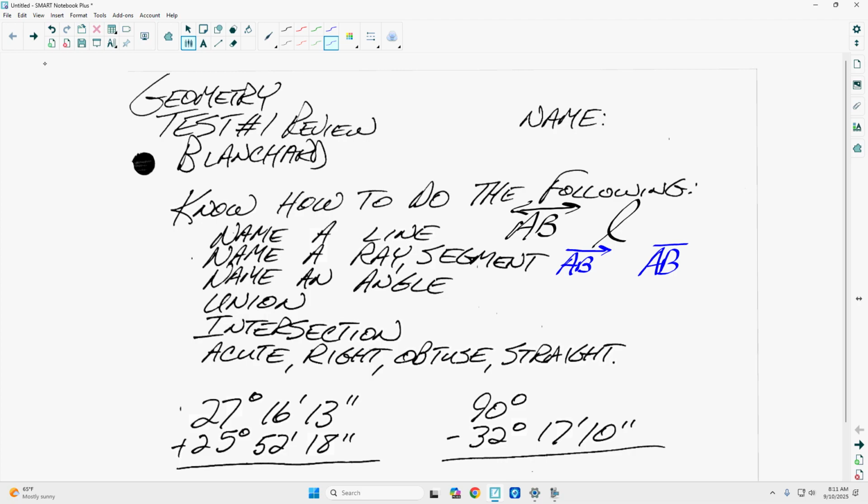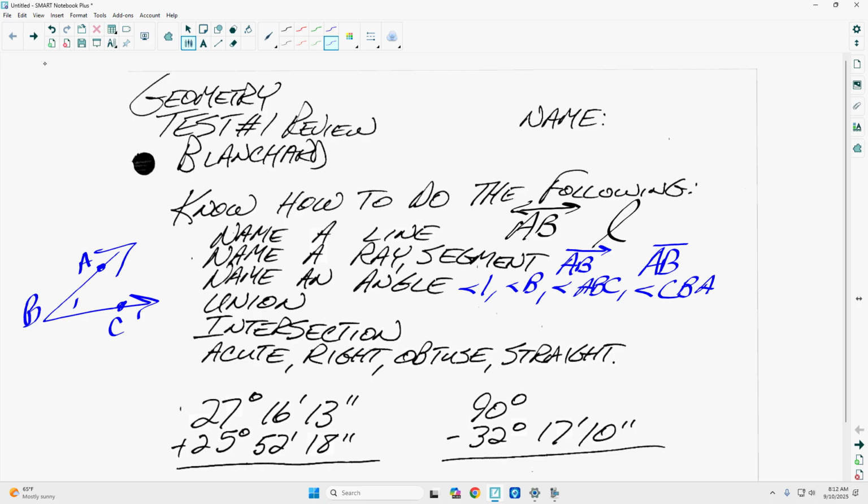If I said name an angle, remember that there's 4 ways to name an angle. If I drew an angle over here with 1, A, B, C, you could call that angle 1, angle B, angle ABC, and the last one is CBA. Please make sure that you put the little angle symbol in front of that.